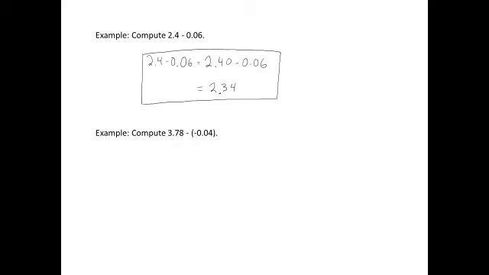Example, compute 2.4 minus 0.06. We want two digits to the right of the decimal point in both values. 240 minus 6 is 234, so the final answer will be 2.34. Example, compute 3.78 minus negative 0.04. Subtraction means addition of the opposite, and we've done this many times before. 3.78 plus 0.04, which is 3.82.